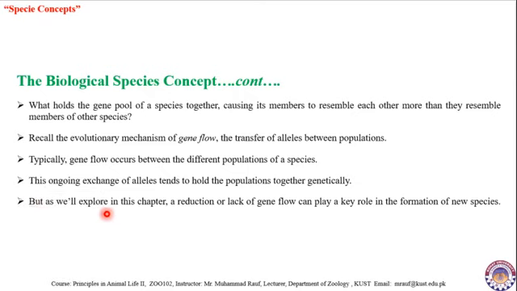But as we will explore in this chapter, a reduction or lack of gene flow can play a role in the formation of new species. In the subsequent lectures, we will discuss speciation. There we will discuss allopatric and sympatric speciation, and then you will be able to know what is the significance of the migration between two populations and what happens once the migration is stopped because of some physical barriers.